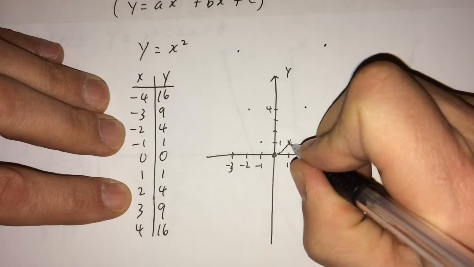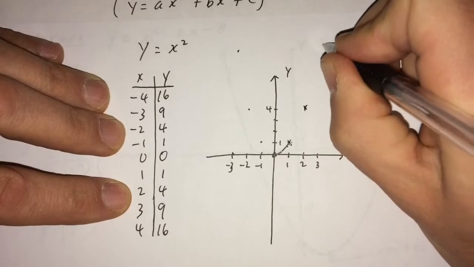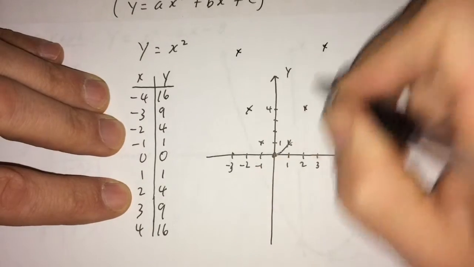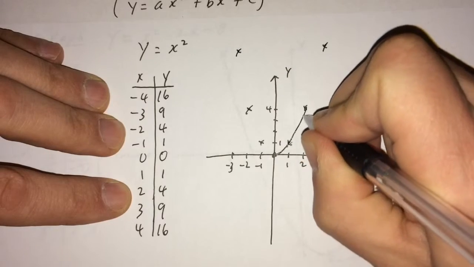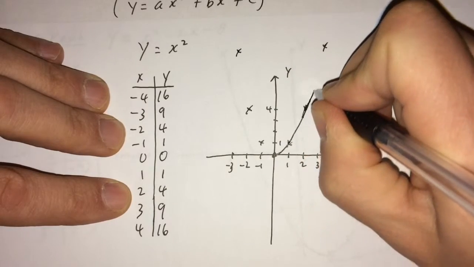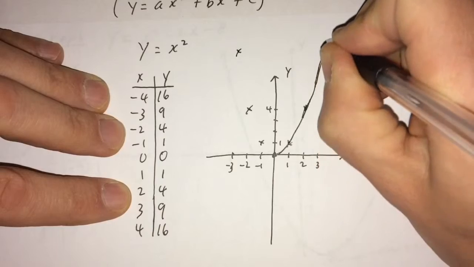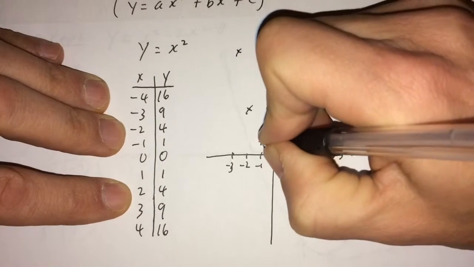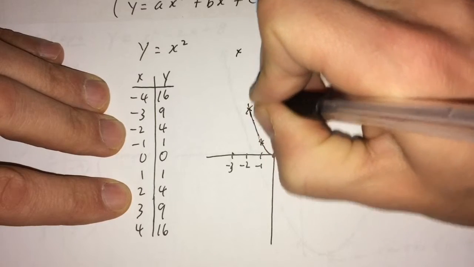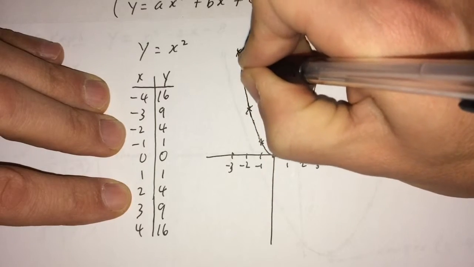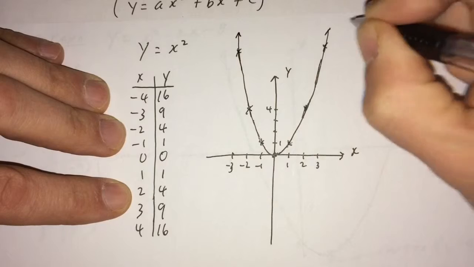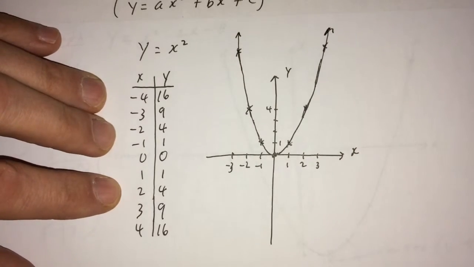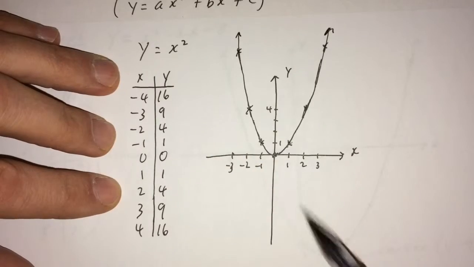Okay, so we can join those points, make them x's so you can see them afterwards. Okay, so join those points smoothly as possible. And it shouldn't look like a V. It should look like a nice curve that keeps increasing faster and faster. Okay, and that's what the basic quadratic relation will look like.